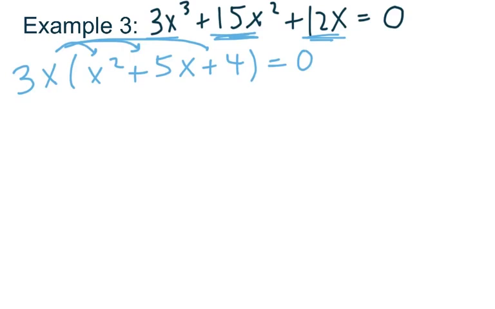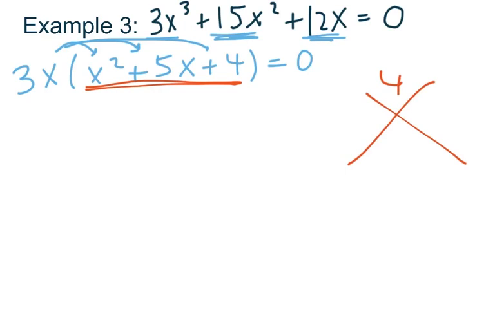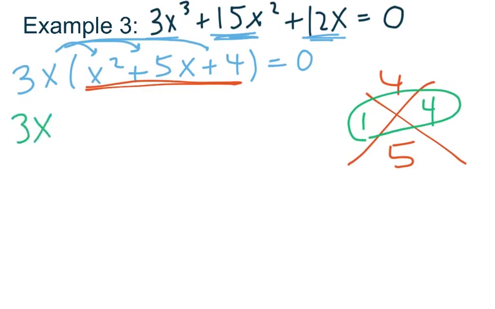Now, are we done at this point? Not quite. We can still do diamond here, right? So let's draw our diamond over here. 4 goes on top, 5 on the bottom. Our 2 puzzle pieces are going to be 1 and 4. So now let's write it out in factored form. X plus 1, x plus 4 equal to 0.